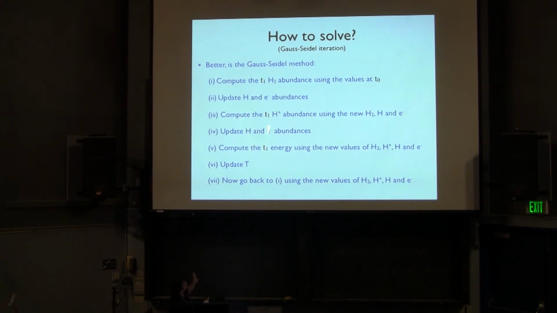Again, we update the hydrogen and electrons because they're going to come into the energy equation, because remember the photoelectric emission is going to depend on the electron abundance. Then we update the energy using these new values. Then we update T. Then we go back around again. So basically, as soon as something becomes available, you use it in that iteration step, and you keep going around, and it's much, much faster. It should get to a solution much quicker. Okay, so that's what we're doing here.